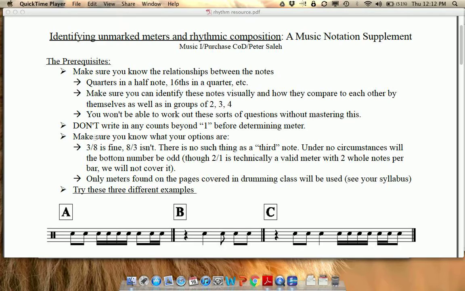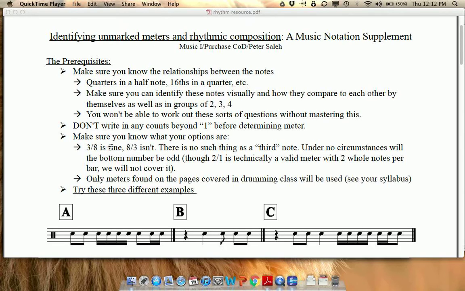So now, before we get into the specifics of these right here, just remember that for meters, the top number can basically be any number. The ones that we've done so far, 2, 3, 4, 5, 6, 7, 8, 9. We haven't done 10 or 11, but we have done 12. So basically, 2 through 12 are the top numbers with the exception of 10 and 11.